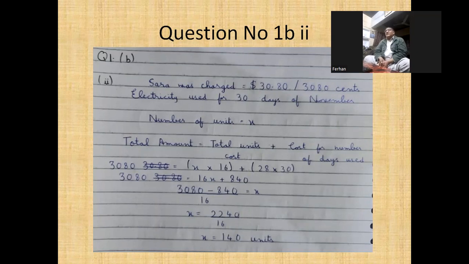So 3080 equals 16x plus 840. Take this 840 to the other side. It will subtract there. So you will have 3080 minus 840. Then take that 16 to the other side. It will divide there. So you will have 2240 divided by 16. And when you divide it, you get 140. So she has used 140 units of the electricity.